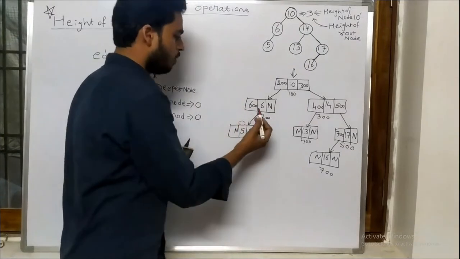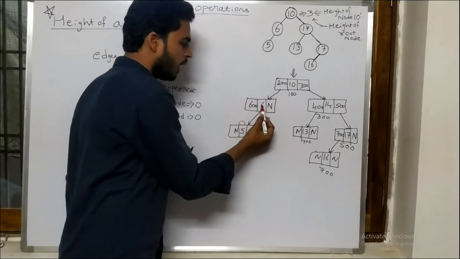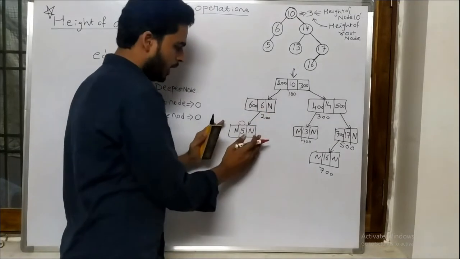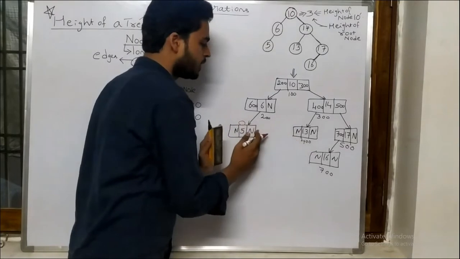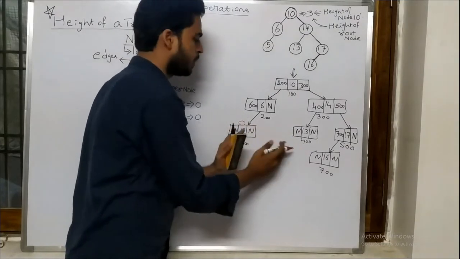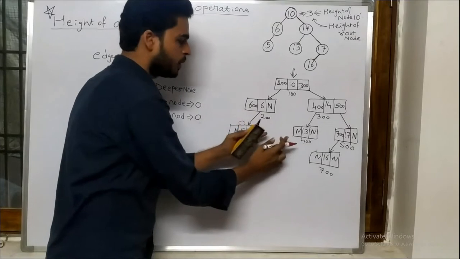Okay, fine. What is the height of the node 6? Node 6 height you can calculate by using height of the left subtree and height of the right subtree, whichever is the maximum. What is the height of the left subtree? Height of the left subtree is 0. What about the height of the right subtree?